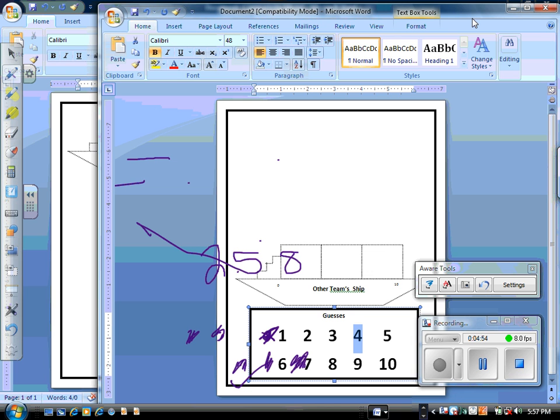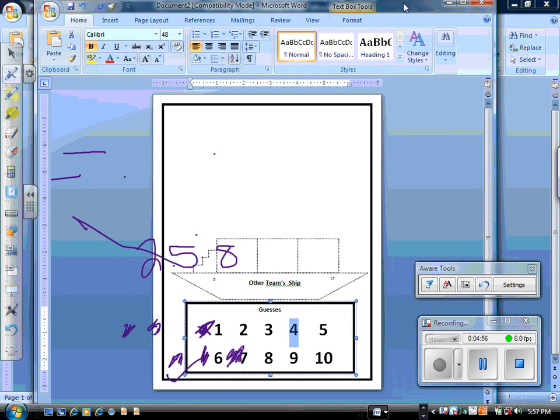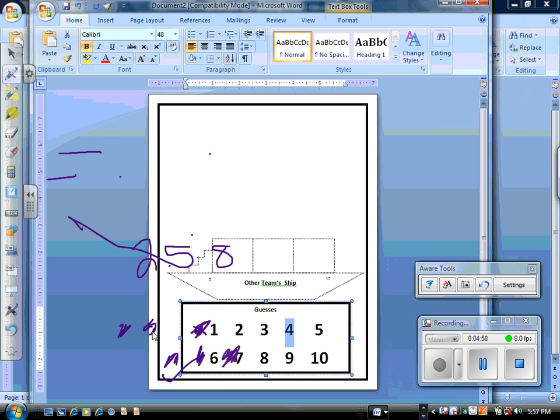So what I want to do now is see how many guesses she took. Sadly, I moved them over, but she took her 1, 2, 3, 4, 5, 6 guesses altogether, which is not really that bad.